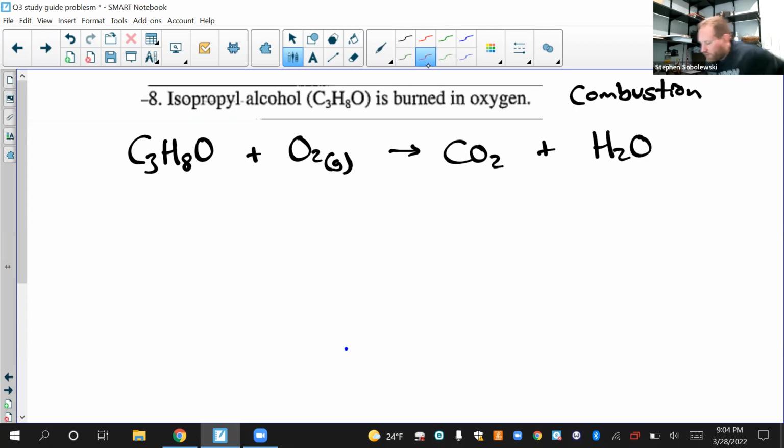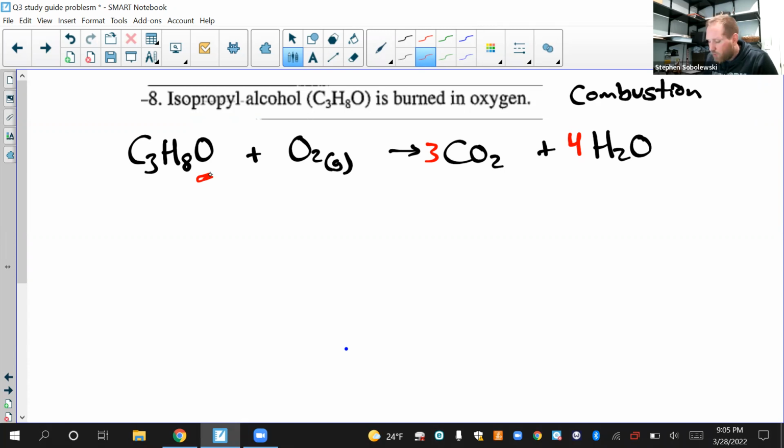Let's go with our H's first. I have 8 H's and 2 H's, so 4. Carbons, I have 3 here and 1 here, so 3. Let me add up my O's. 2 times 3 is 6, plus 4, so I need 10. So I'm thinking of just putting a 5 here and being done, but oh, wait a minute. We have this extra O here.